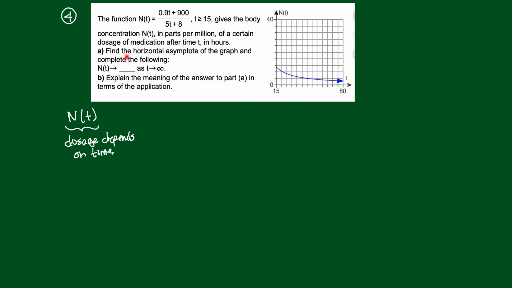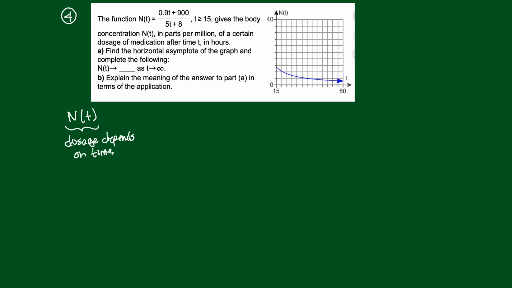Now here's part A. Find the horizontal asymptote of the graph and complete the following statement. So horizontal asymptote, this is a line that the curve approaches but never touches. Now it's a horizontal line. So look at the graph here. It looks to me like it's coming down, down, down. It looks like it's approaching this line right here, which is 0, right? N would be 0.